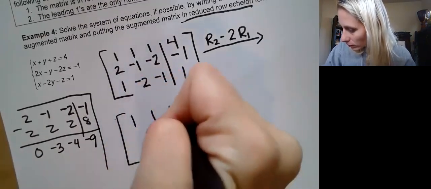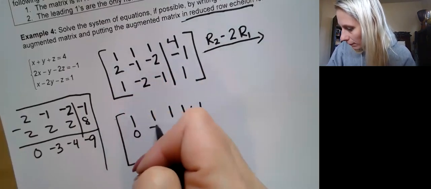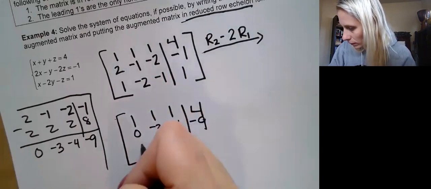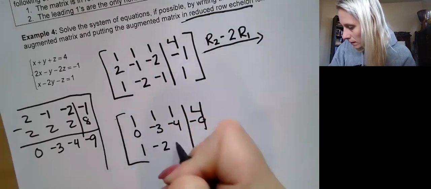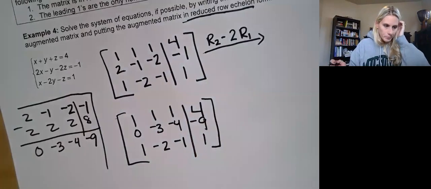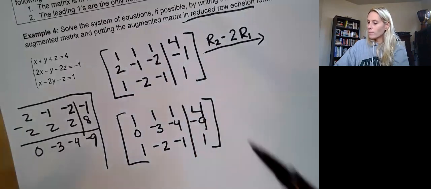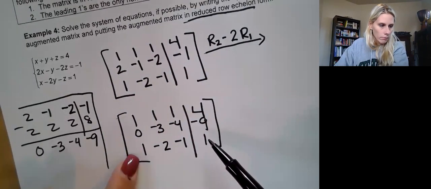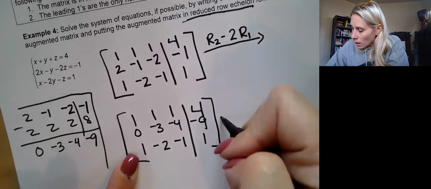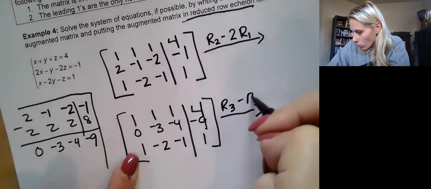1, 1, 1, 4. Our new second row is 0, negative 3, negative 4, negative 9. Third row is still the same. Okay, now what? Well, why don't we get rid of this row, right? We can get a 0 here by just saying row 3 minus row 1.